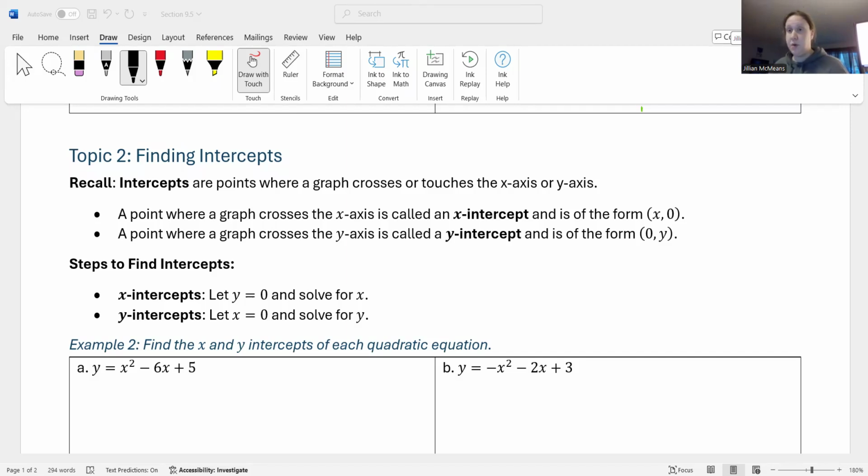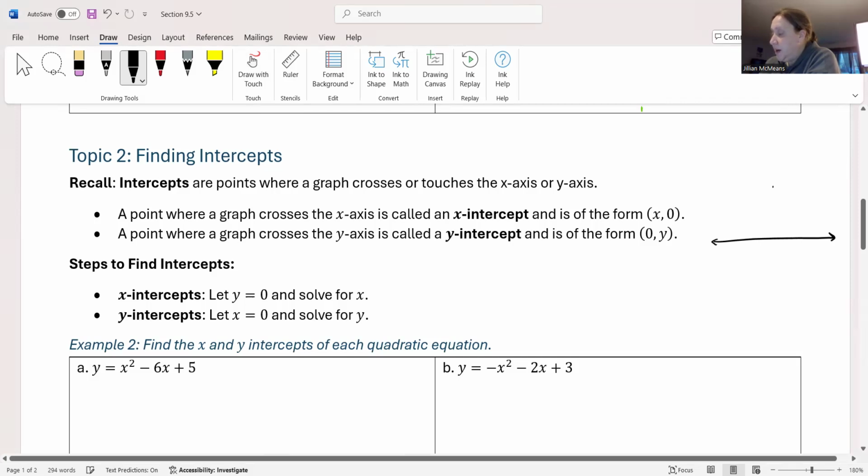Part of this is review, part of it is understanding that it's something we've always been doing, and a small part of it is kind of new. So first of all, intercepts. We have to go back to when we were talking about graphing linear equations in two variables. Intercepts are points where a graph crosses or touches the x or y axis. That's easy enough to understand.